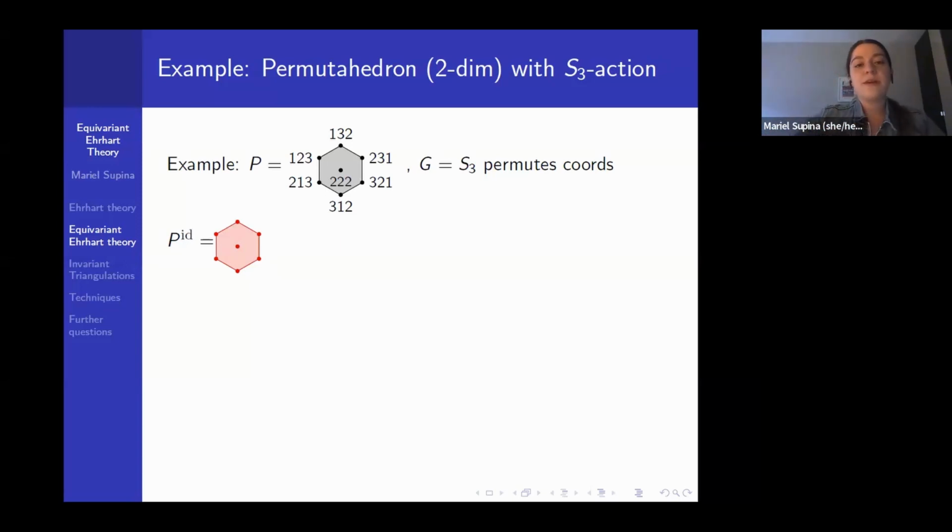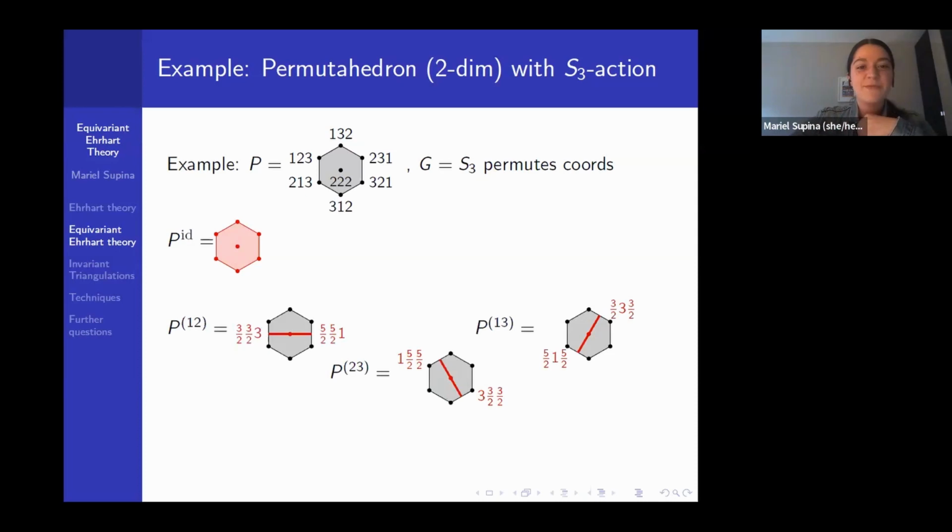And so what we want to do is look at each element of S3, and look at the subpolytope of the hexagon that's fixed by that element. So I've already helpfully put here, if the group element is the identity, then the whole thing is fixed, and so the fixed polytope is the whole hexagon. So next, we can look at the transpositions. For example, if we take the transposition 1, 2, this is swapping the first and second coordinates of points, or in other words, it's reflection across the hyperplane x1 equals x2.